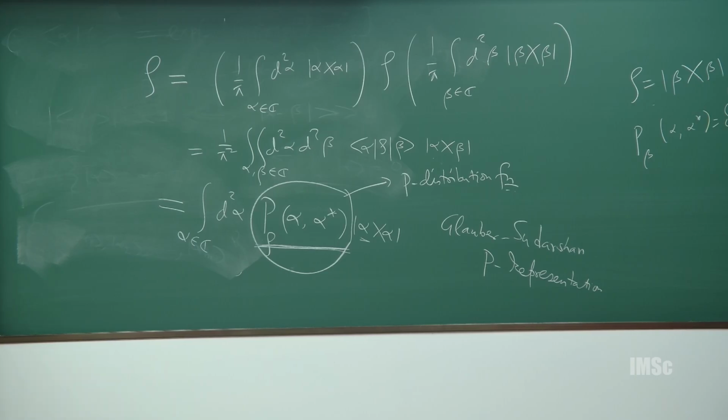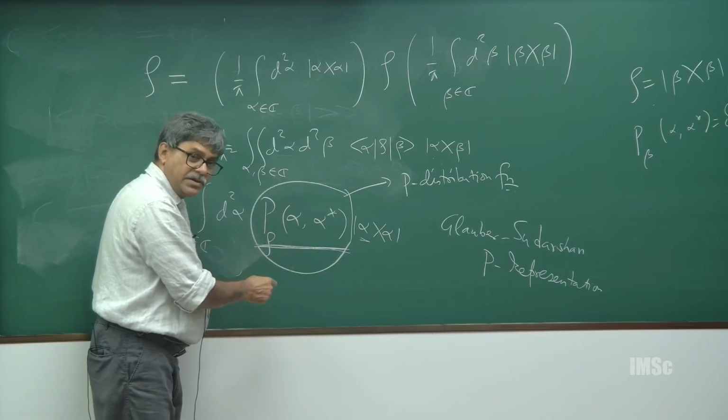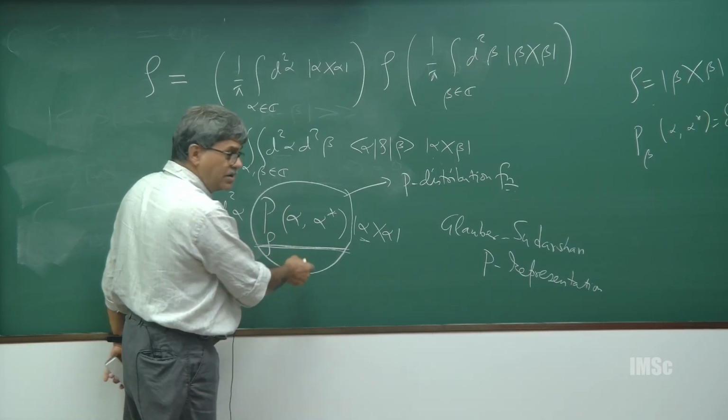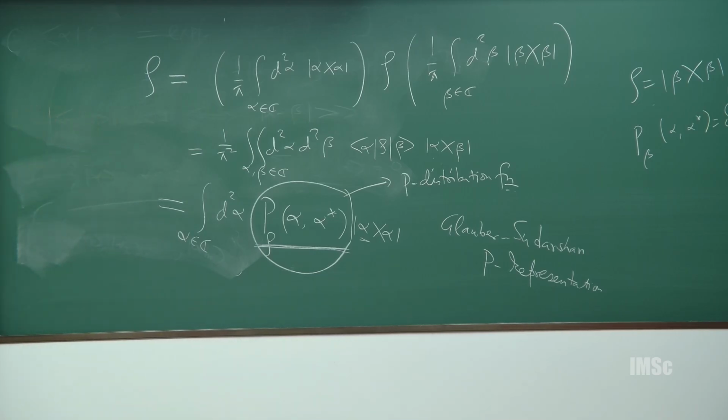The problem is that this can be negative for some values of alpha, and it can also be singular for some values of alpha. So, therefore, I cannot call it a probability distribution function. It can be infinite, it can also have poles. Yes, it can have poles.